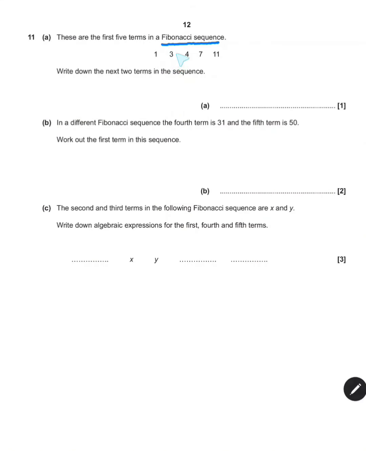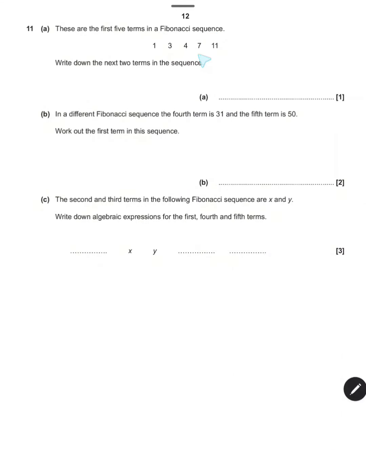Question 11 is given as a Fibonacci sequence. And Fibonacci sequences are the first two terms add together to make the next term. These two terms will add together to make the next term. In order to continue the sequence, we'll need to do 7 add 11, which is 18. And then we'll do 11 add 18, which is 27.